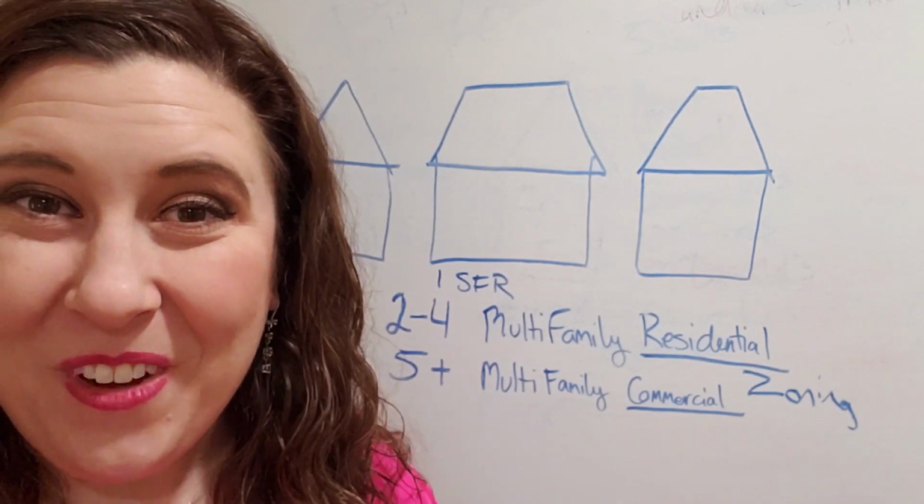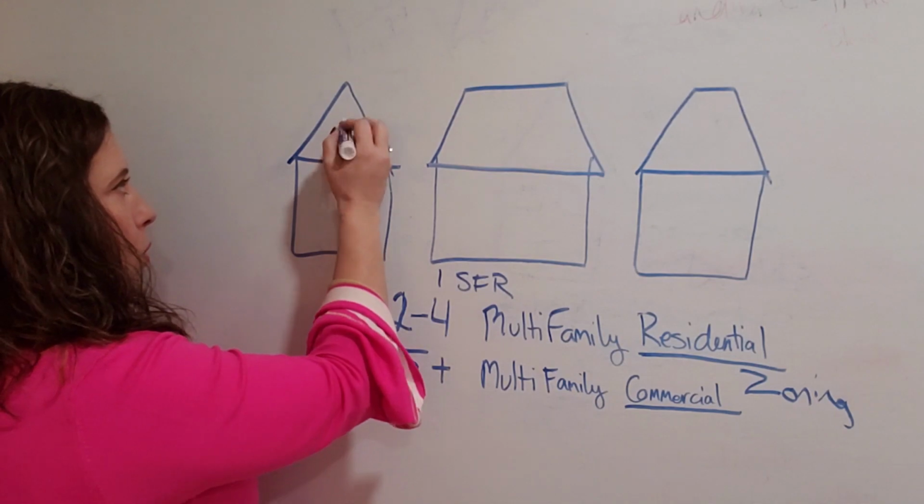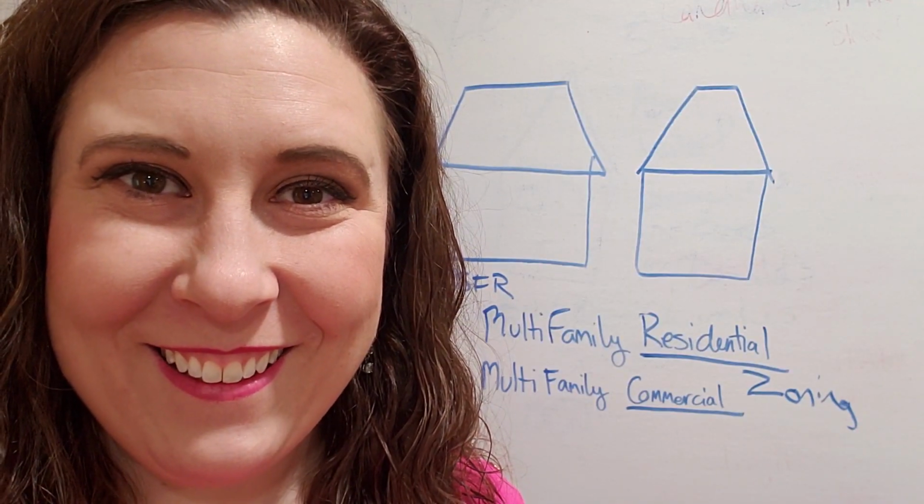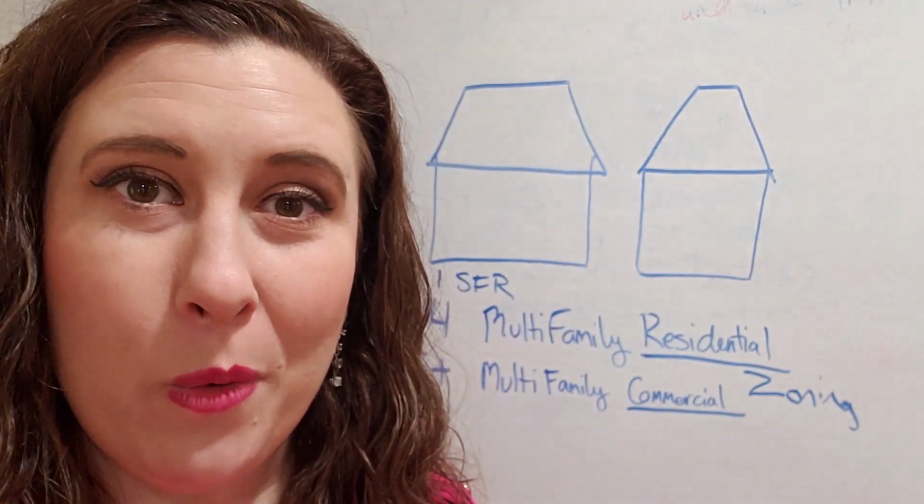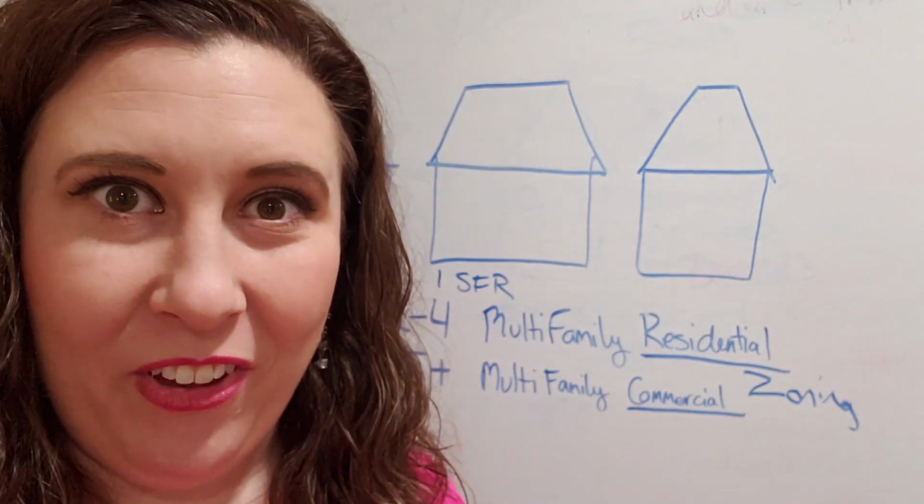So let's have some fun. If you came across this property and there was 1 family living in it, what would it be? It'd be single family residential, right? And residential is where we reside. It's our residence. It's where people live.